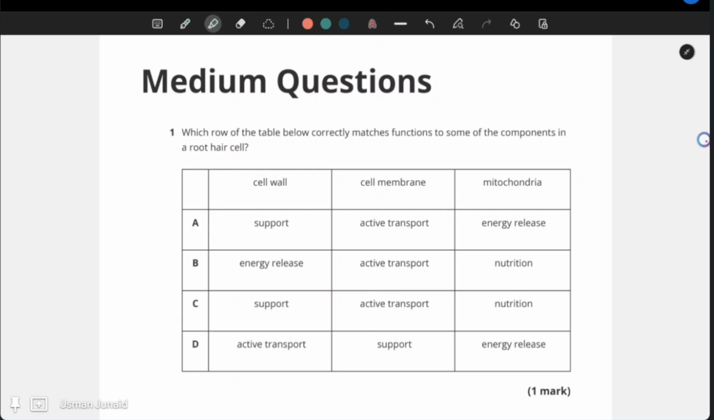Mitochondria, what does mitochondria do? Does it release energy or give nutrition? Give nutrition. No, it's not nutrition. What is the function of mitochondria? Do you remember? What's it called? The powerhouse of the cell. Yeah, so what does it do? Releases energy. Yes, it releases energy. So the option is A.